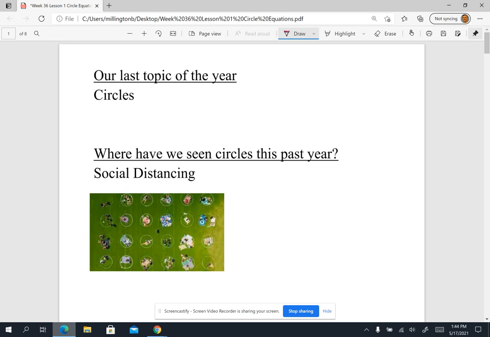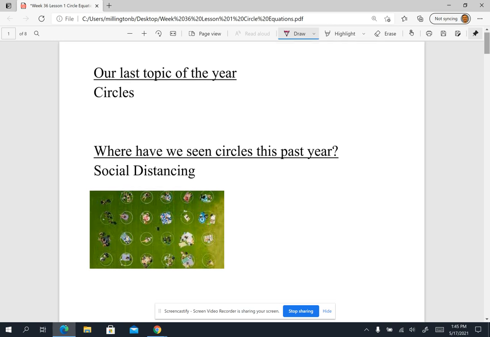Welcome to our last topic of the year, which is circles. Specifically, we're talking about writing equations of circles. You've done equations of lines, you've done equations of parabolas. So circles can actually be expressed in equations as well when they're drawn on a coordinate plane. So we'll talk about that.